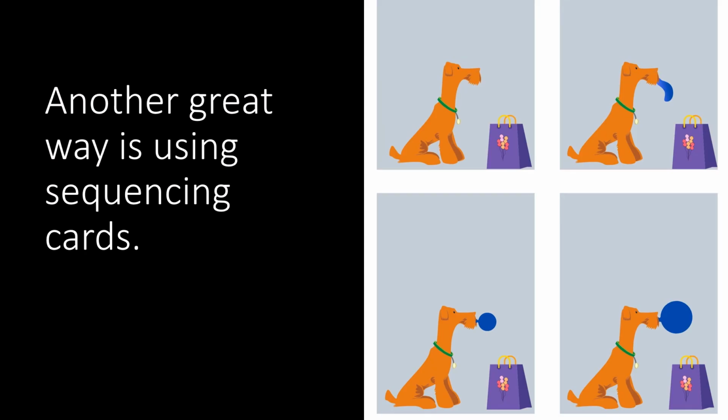Another great way is using sequencing cards. Sequencing cards give children both a visual and tactile way to put things in order. You can find these and other sequencing cards in the comment section below this video.